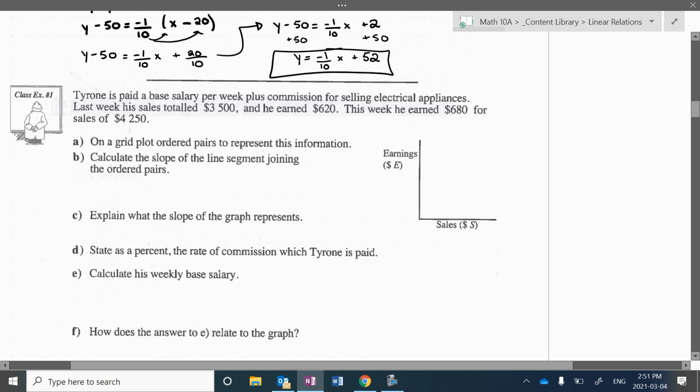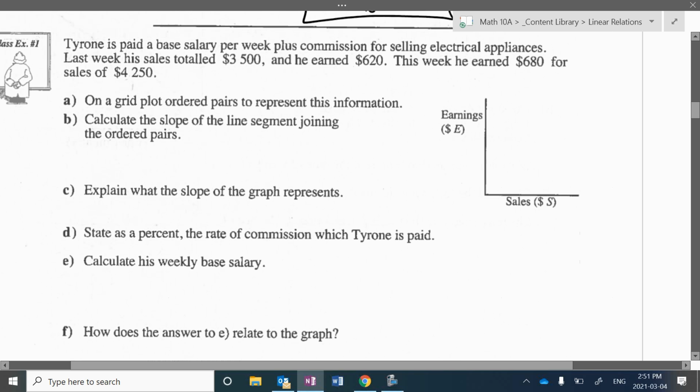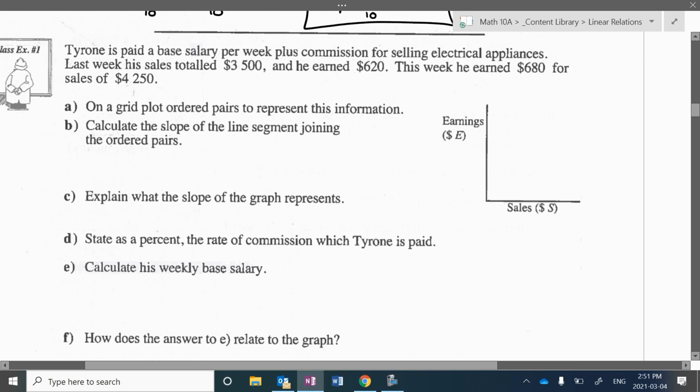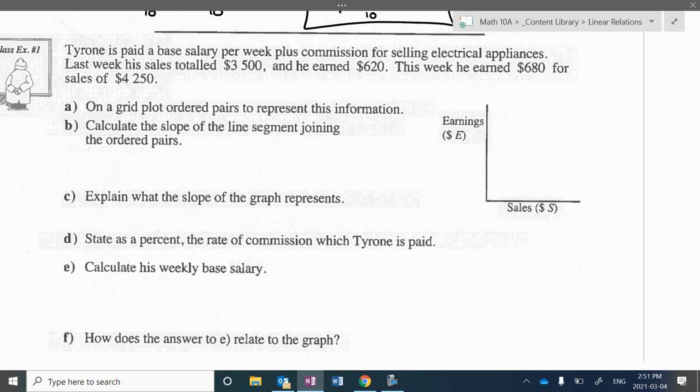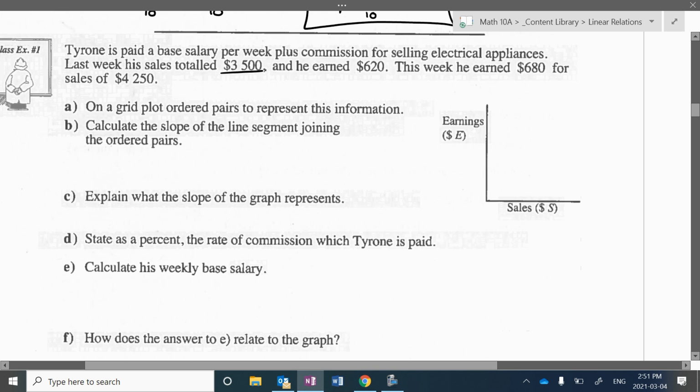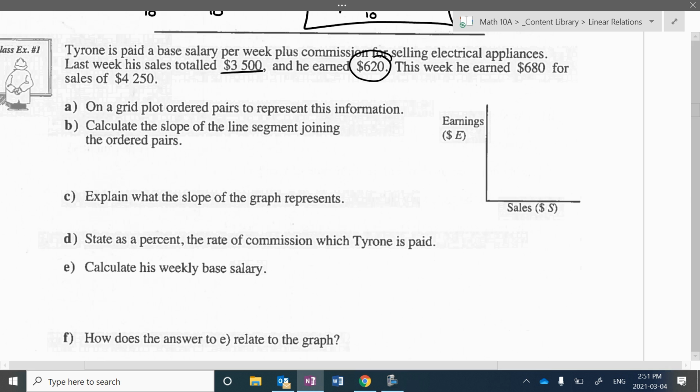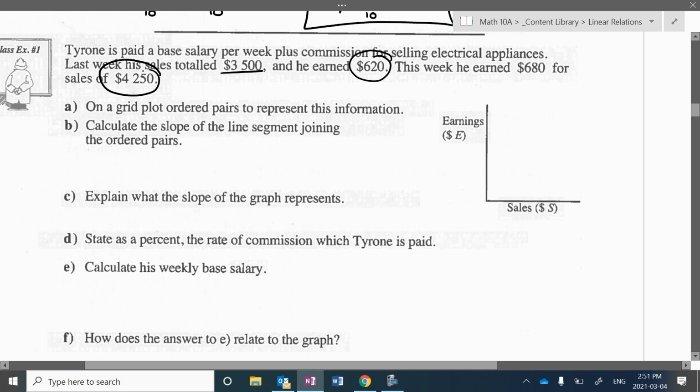These questions, I would say, are like a level 5 type question. So Tyrone is paid a base salary per week plus commission for selling electrical appliances like ovens and fridges. Last week, his sales totaled $3,500 and he earned $620, so that includes his base salary. This week, he earned $680 for sales of $4,250.